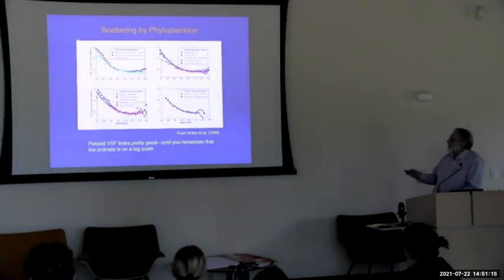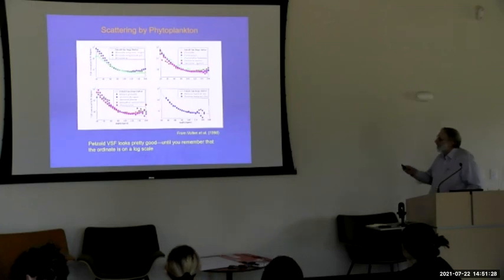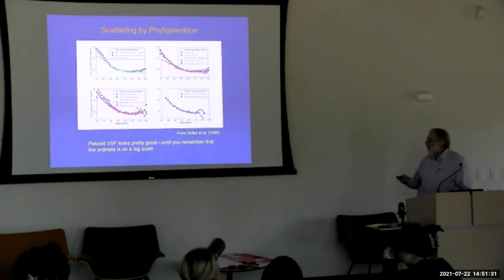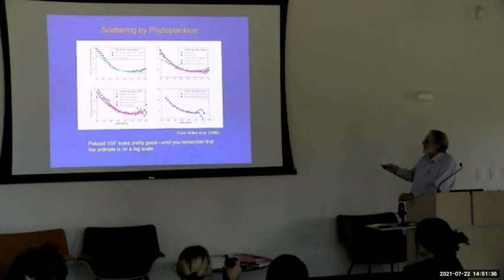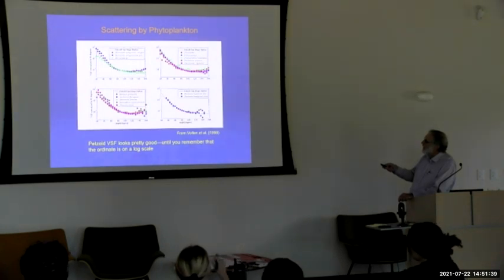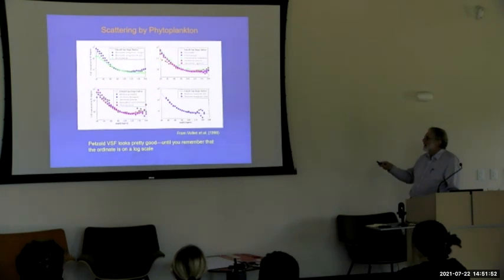Here are some measured phytoplankton volume scattering functions, the dots, and in each case he's plotted the Petzold San Diego Harbor volume scattering function. And you see that, well, Petzold's not that bad until you remember this is a log plot. So there's almost an order of magnitude between here and here. Petzold does go down the middle, but you can be way off if you were working with this phytoplankton and modeling it by Petzold.